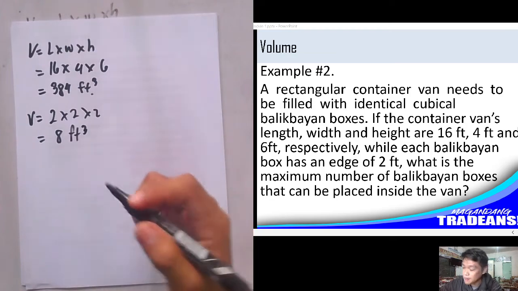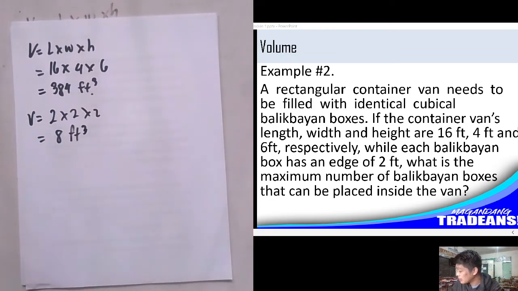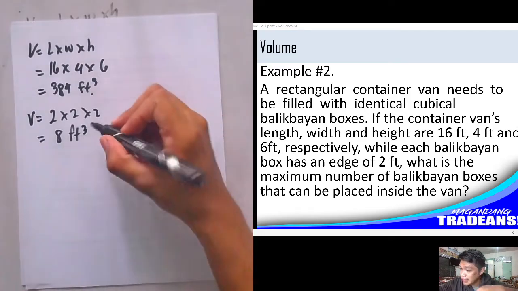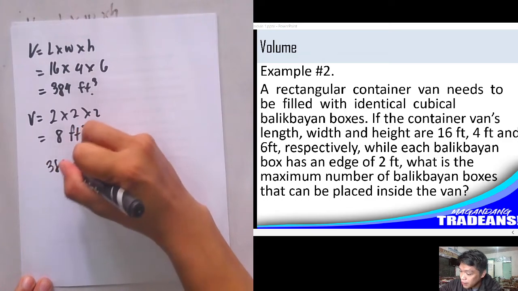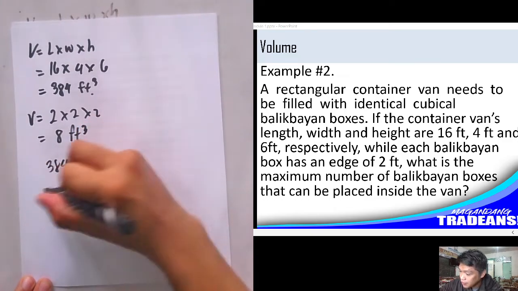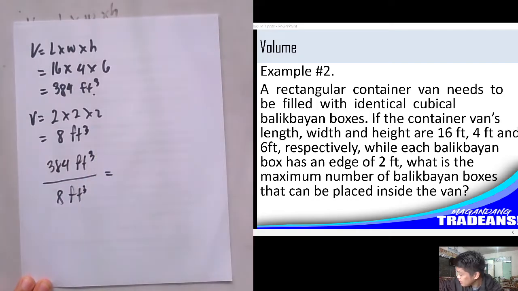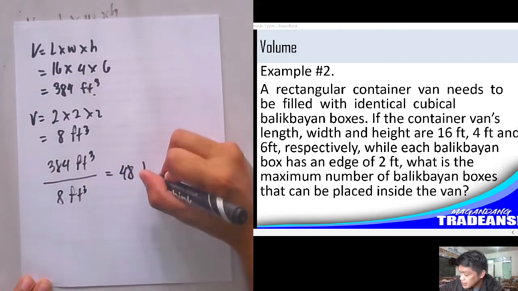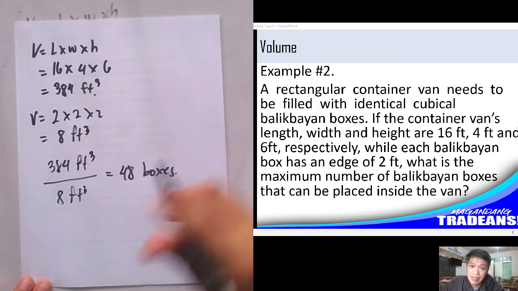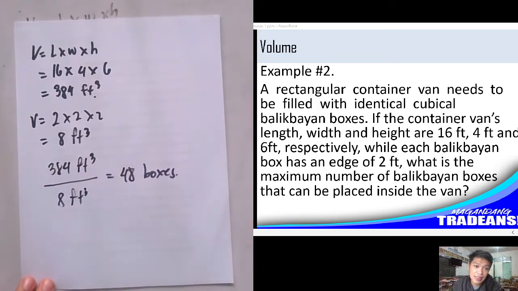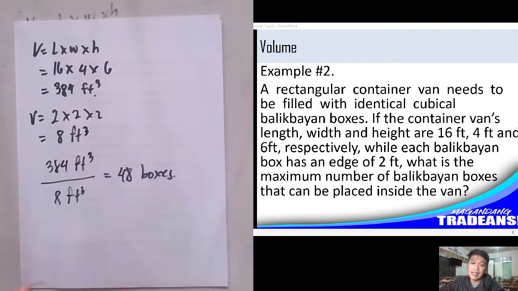And that is now the process of how to get how many boxes can be placed in the container van. So if we are going to divide 384 cubic feet divided by 8 cubic feet, the answer is 48 boxes. Okay, there are 48 boxes that can be filled in this van. Okay, that is that example of our volume.